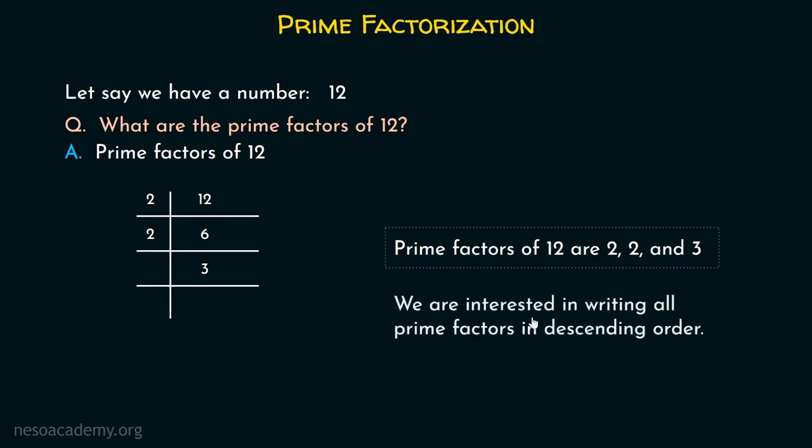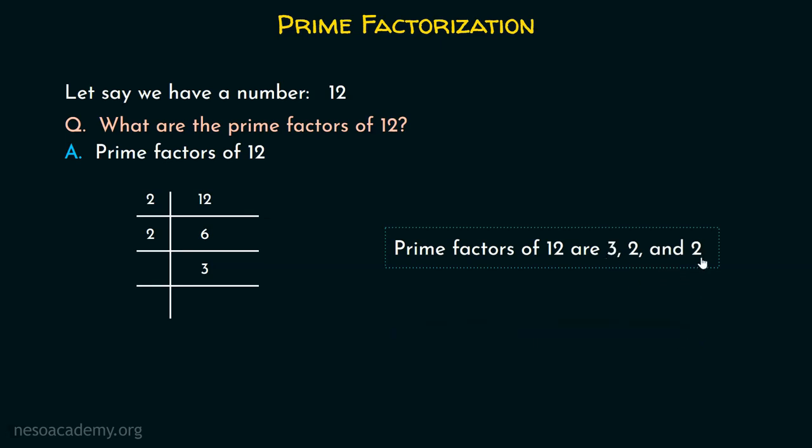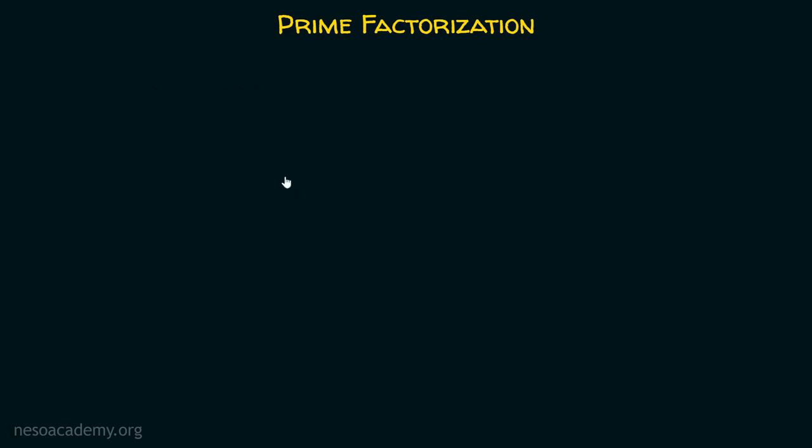We are interested in writing all prime factors in descending order, aren't we? Therefore, we must write 3 first and then 2 and then 2. These are all the prime factors of 12 and they are written in descending order. Fine. Up to now we have got the idea how to do prime factorization. Now let's take one more example. In this example, we will see how we will use the stack for printing all the elements in descending order on the screen. Let's again look into the prime factorization technique.